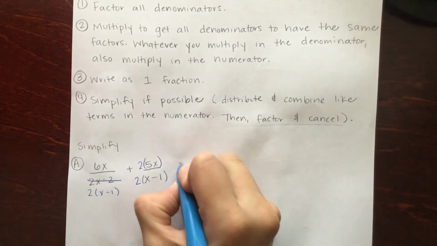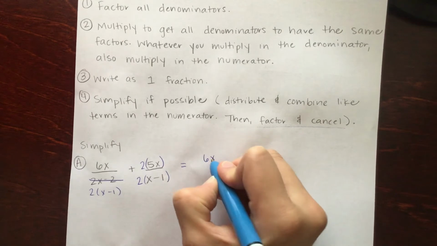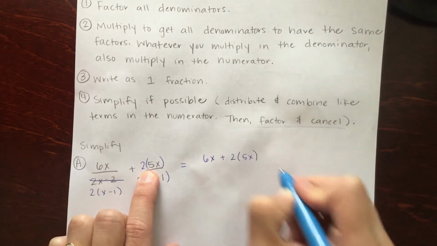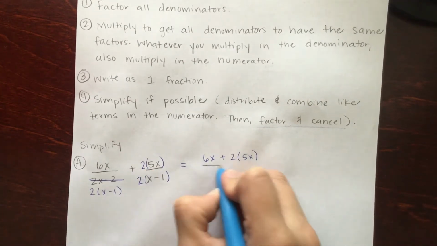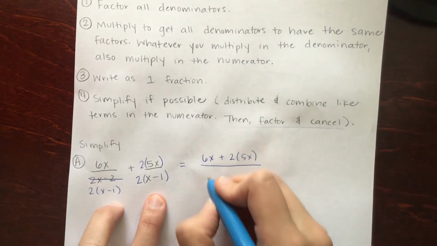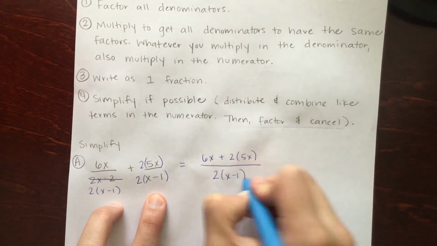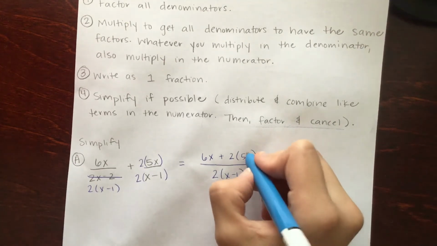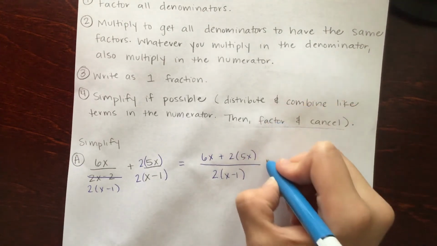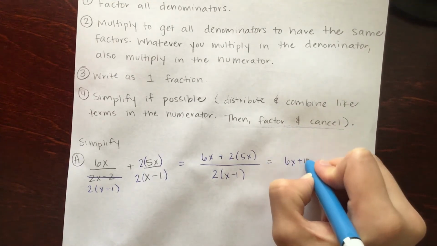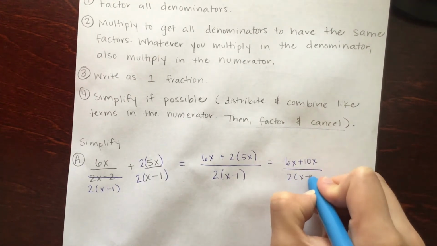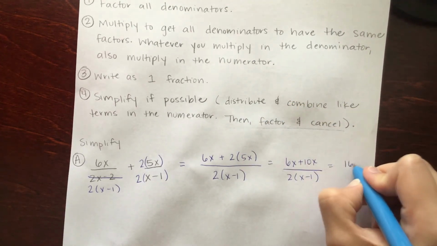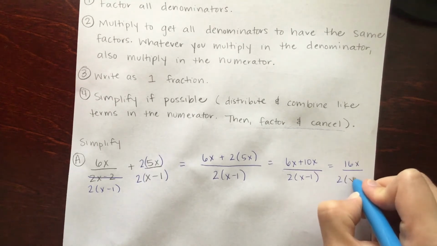All right, now I can write it as one fraction. I have a 6x from my original first numerator and a 2 times 5x in my original second numerator. And the denominator, you only write your common denominator once. So I had the 2 and the x minus 1. Simplify now. So I want to get rid of my parentheses. I want to distribute or multiply in this case. I'm going to leave the denominator as is right now. So distribute and now combine like terms. They're both x terms. I can add them together.